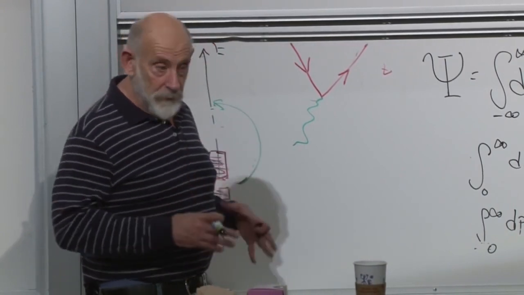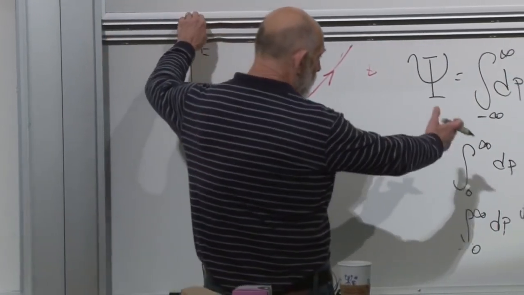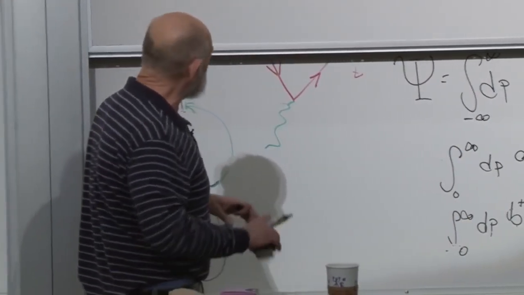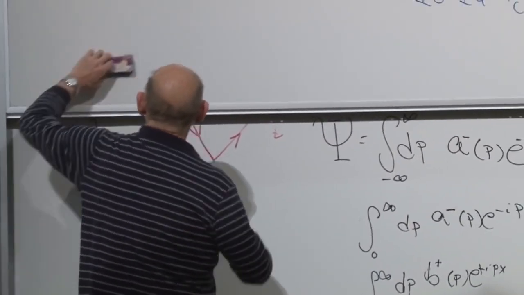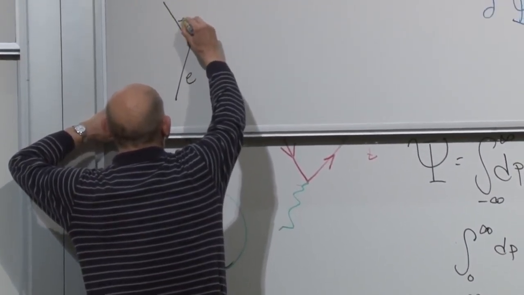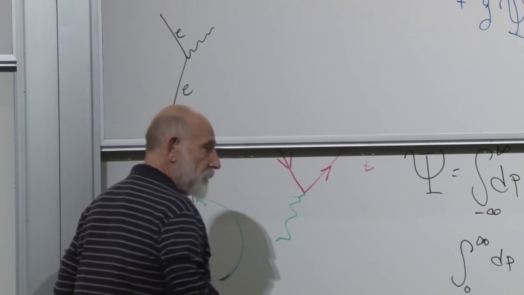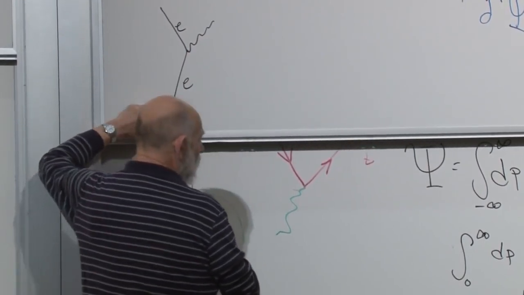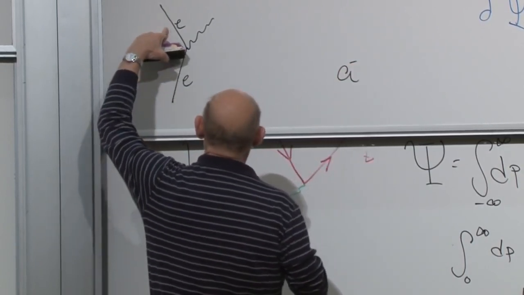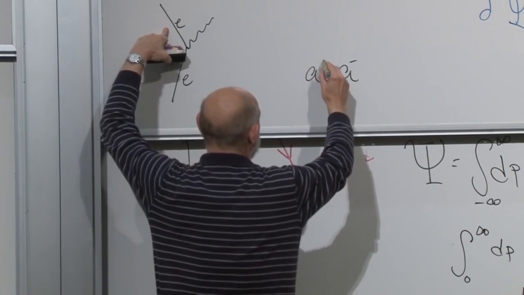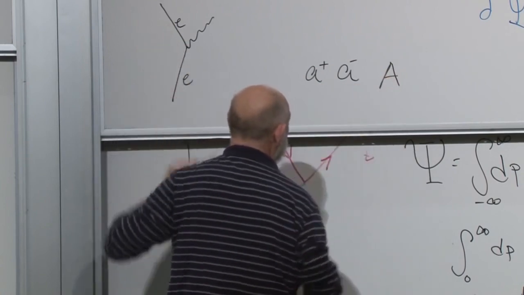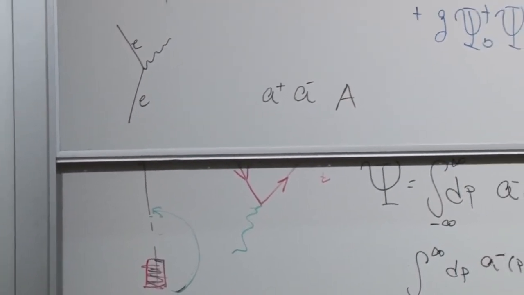I'll give you one example of the kind of thing this does for you. The field operator has two kinds of things. So let's take a process where an electron comes along, emits another electron and a photon. This would be an annihilation operator for an electron. That's an A minus. And a creation operator for another electron, that's an A plus, and a photon operator. Let's call the photon operator A.